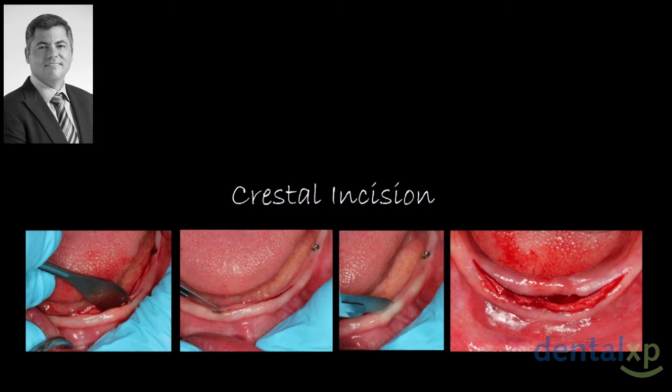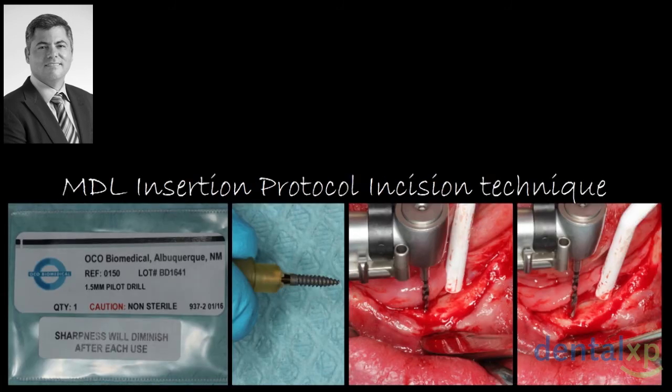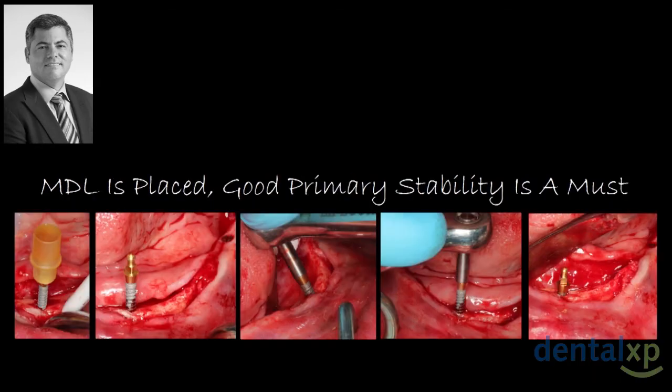So we go into a crestal incision, open a flap, level the bone, try to get some of the more basal bone that is a little wider, and we start with the insertion of a mini implant. And we look for very, very good stability in this mini implant, the standard insertion mini implant protocol that you already know. Then we place the mini implant.